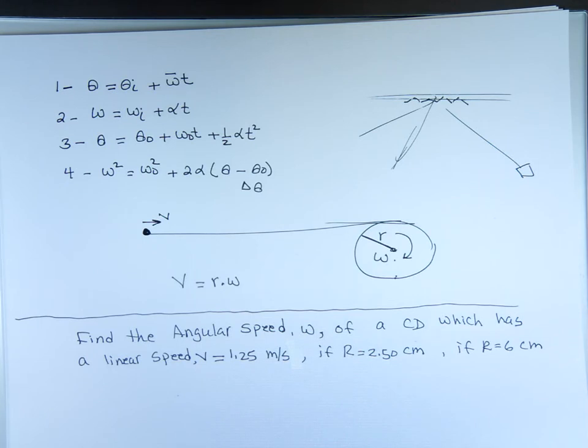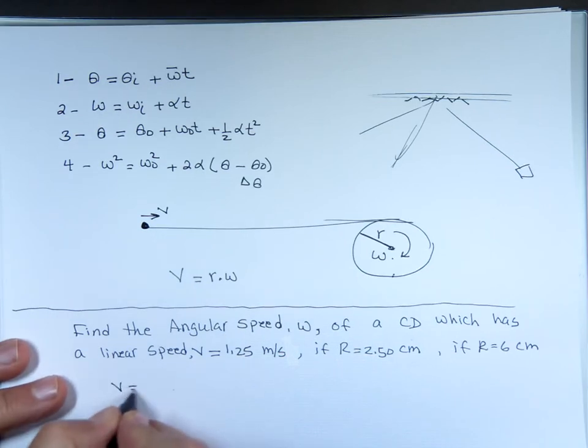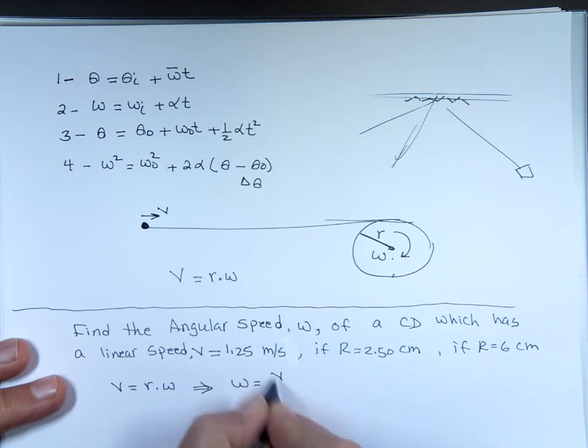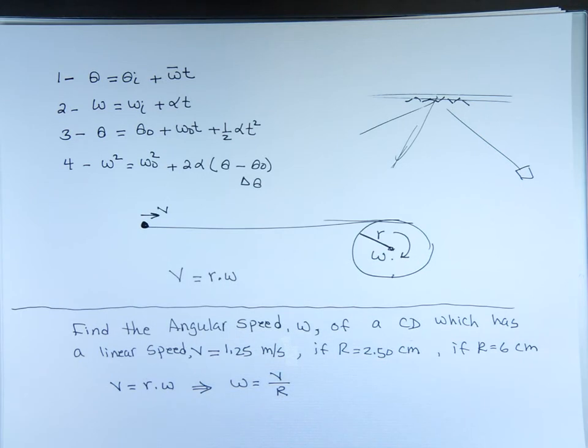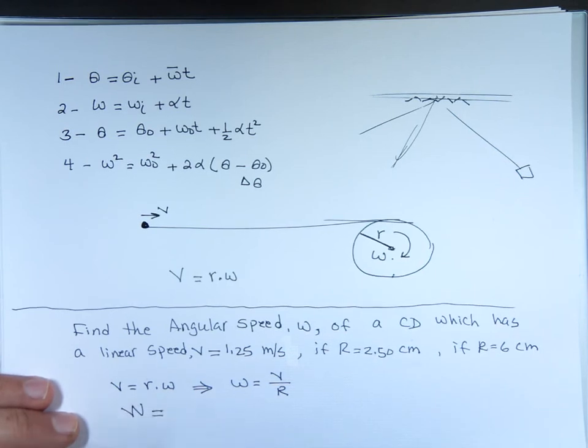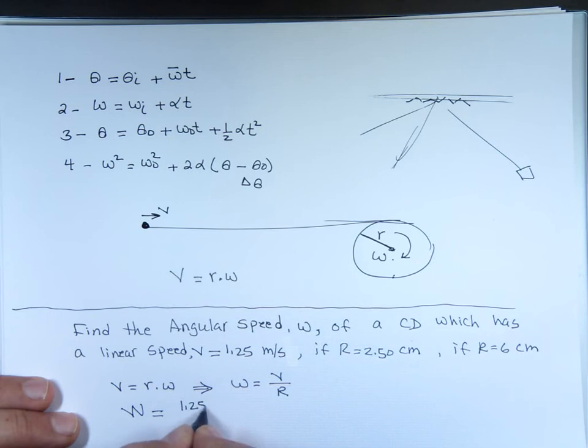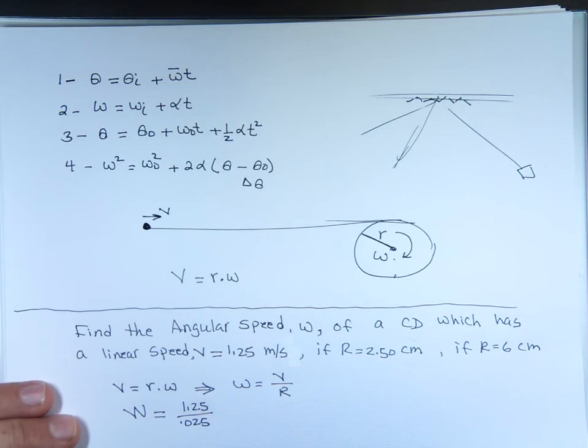So what's W? We know V equals R times W. That means from that equation, W equals V over R. So for part A, or the first one, W equals V. What was V? V is 1.25, and that doesn't change. What was the first radius? Is it 2.5 centimeters? That's 0.025. And that's 50, and what's the units? Rad per second.